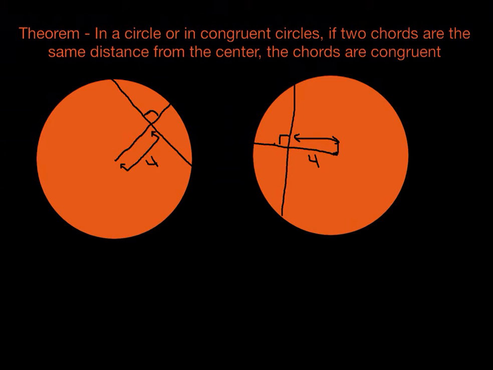All right. So if they're the same distance from the center in congruent circles or in the same circle, then the chords are congruent.